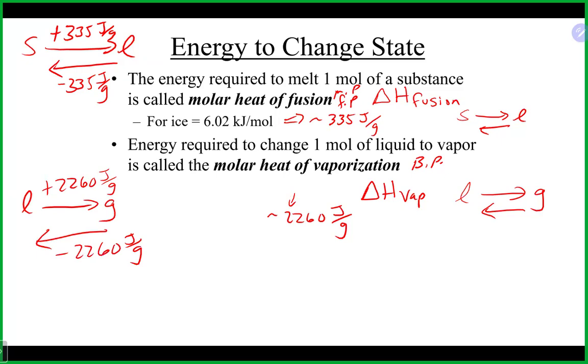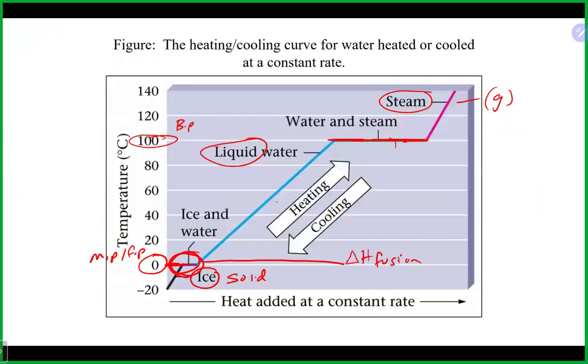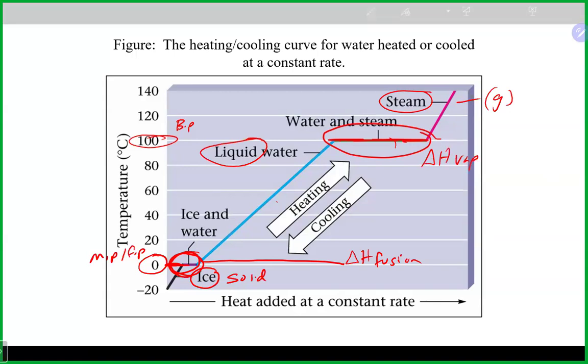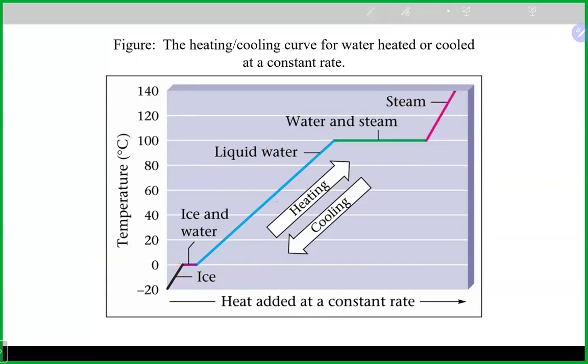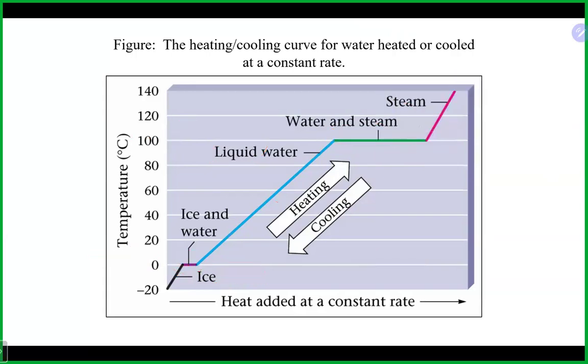If we take a look at the graph, that is what is happening right here at this flat line at the boiling point. That is the delta H of vaporization happening. I'll get rid of some of these things here so we can see it. So right here, delta H of vaporization, and right there, delta H of fusion. First off, any questions out there?